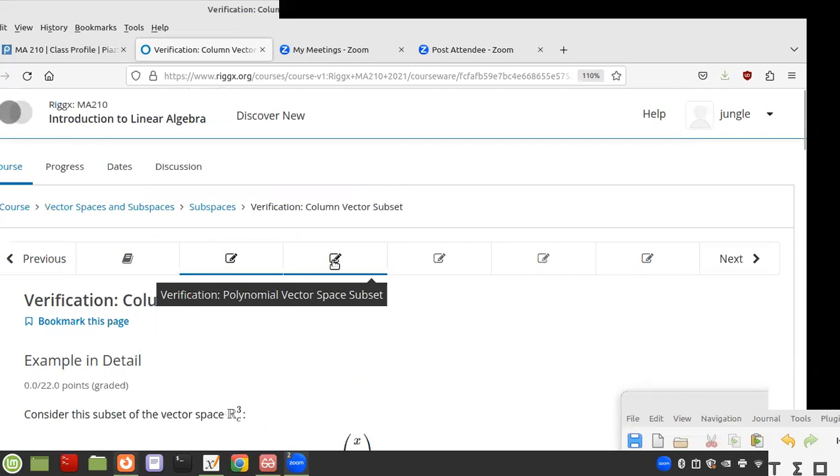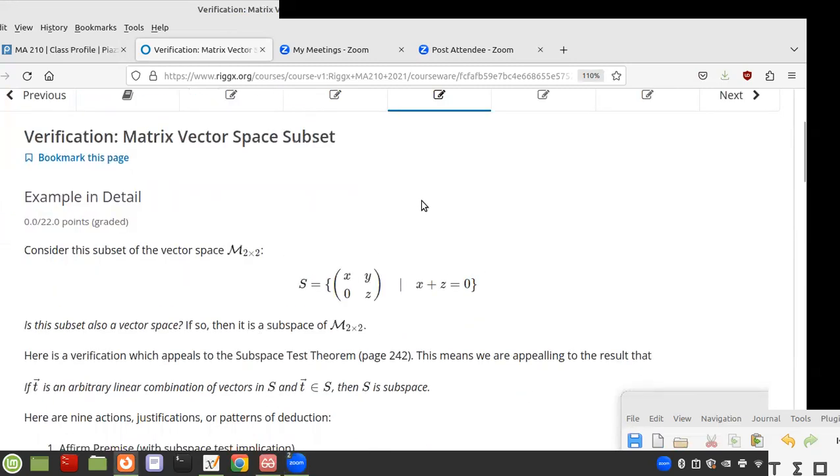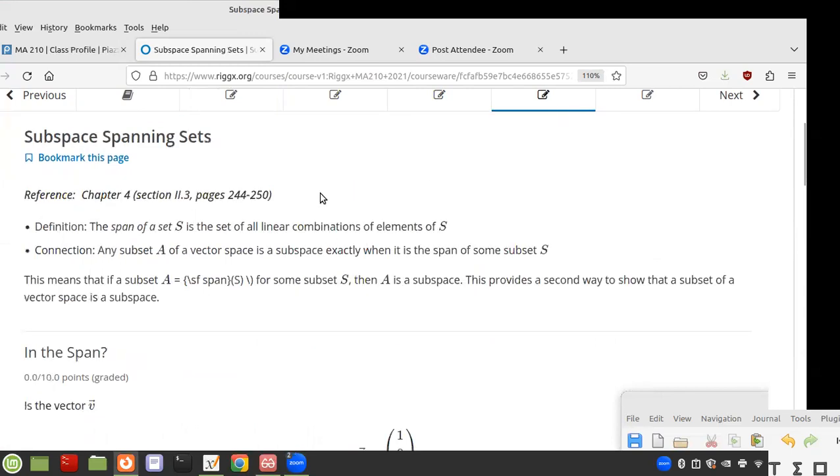Let's see. I go through this verification with polynomial vectors, with matrix vectors, and then we come to the topic we haven't come to, which are spans.